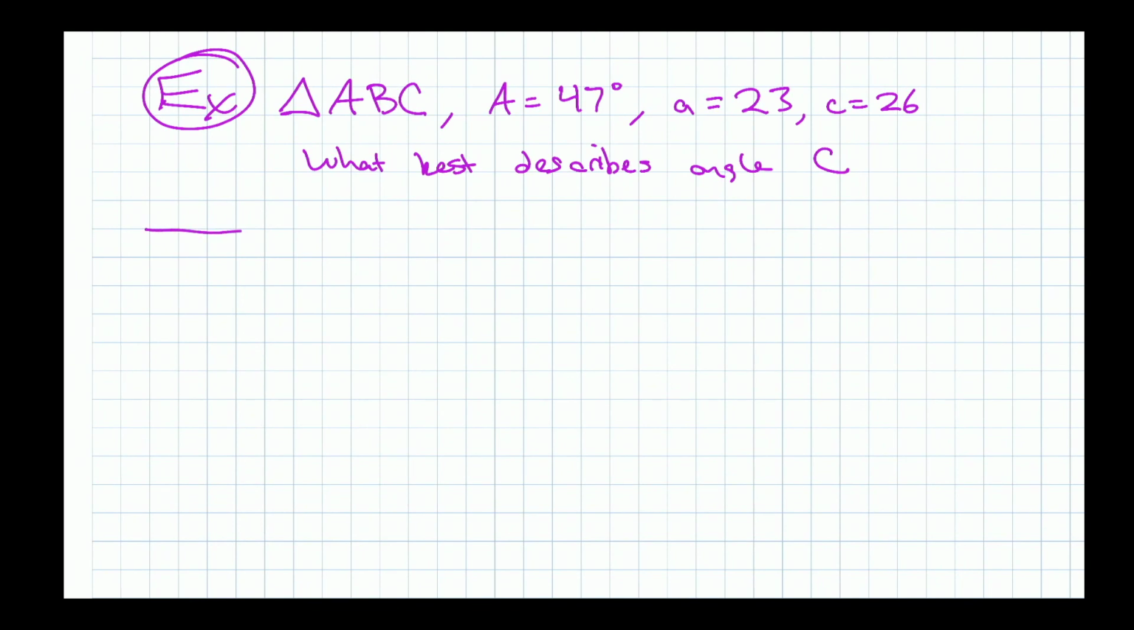So let's do this. So I'll make a little table here. Well, no, I'll write it like this. We have little a equals, little b equals, little c equals, big A equals, big B equals, big C equals. We know big A is 47, little a is 23, little c is 26. So this is what we know. And I'm going to put that in a box.